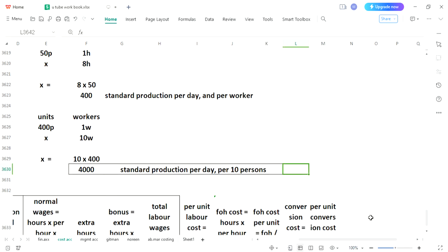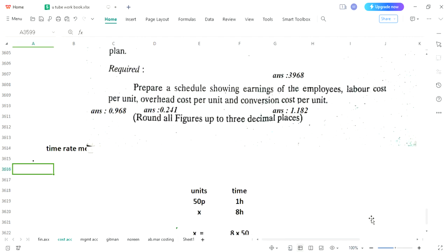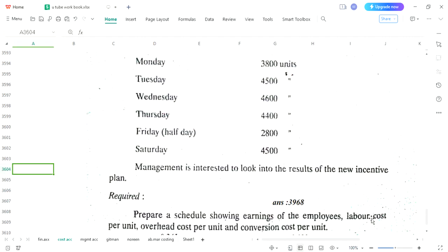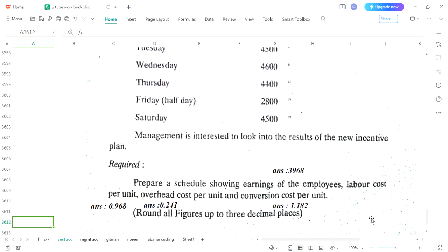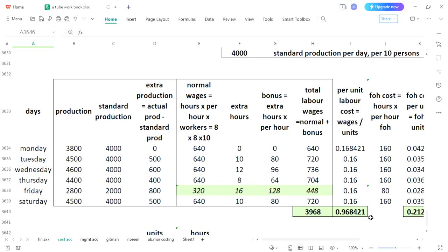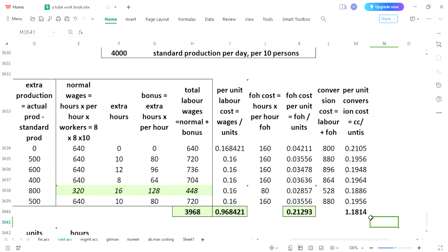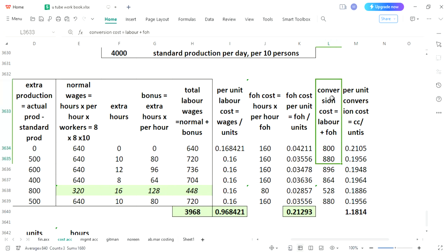Okay, now we will see our requirement over here. We have 1.18 and our answer is 1.18. Okay, guys, you can see that this is your per unit conversion cost. Conversion cost means labor and FH. This step which we have taken is your conversion cost, where we have added labor and FH.